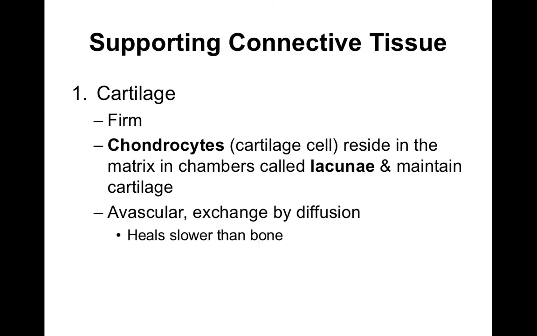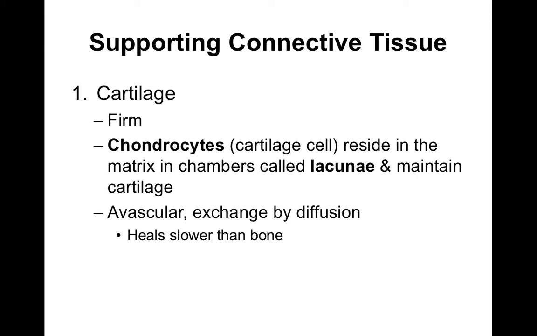Supportive connective tissues, we have two types. We have cartilage and bone. Now, cartilage is firm typically, and it is laid down by chondrocytes. Typically when we think of cartilage, we think of our wiggly ears and our wiggly nose, but cartilage plays a large role in allowing your bones to freely articulate and move with one another.